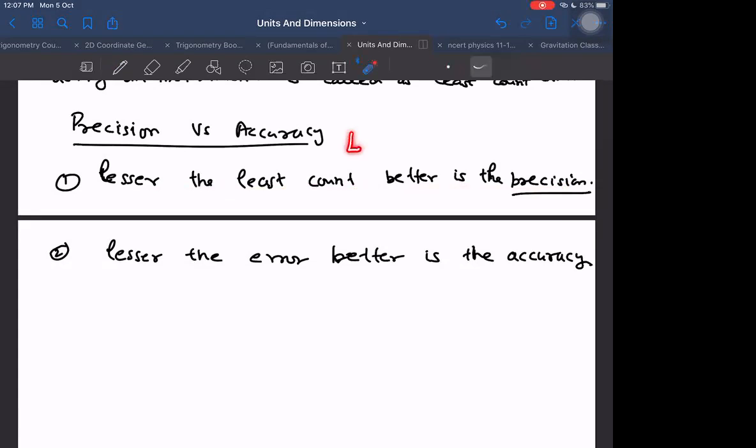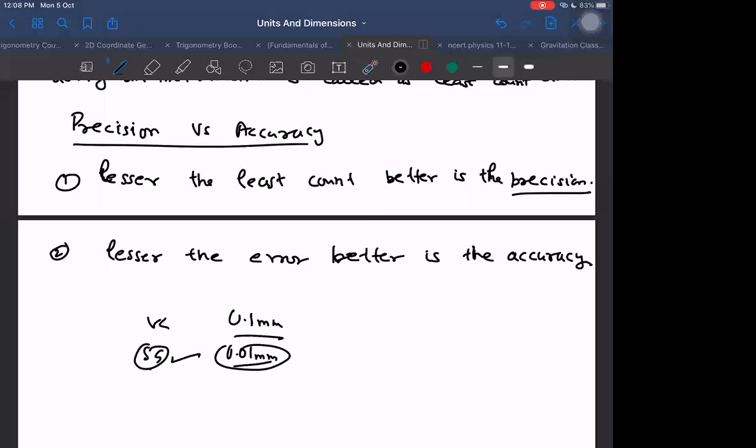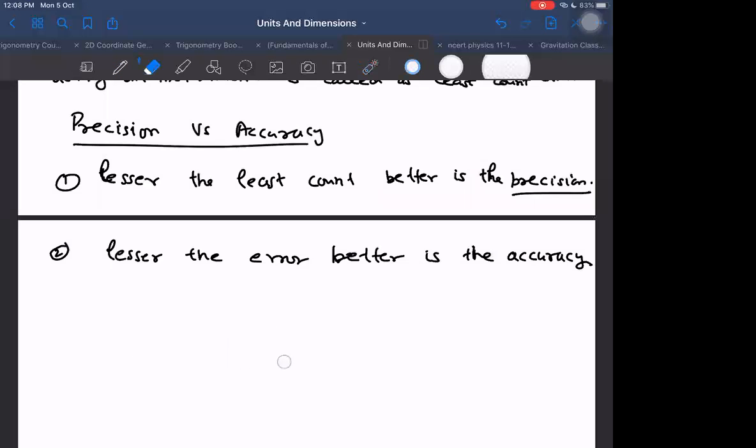If least count is small, then the precision is more. So which instrument has a better precision? Vernier caliper is able to measure up to 0.1 millimeter, and screw gauge is able to measure up to 0.01 millimeter. So which has better precision? Vernier caliper, or screw gauge? Screw gauge has better precision. Lesser least count, more precision. So screw gauge has better precision than vernier caliper. And vernier caliper has better precision than normal millimeter scale. Right?